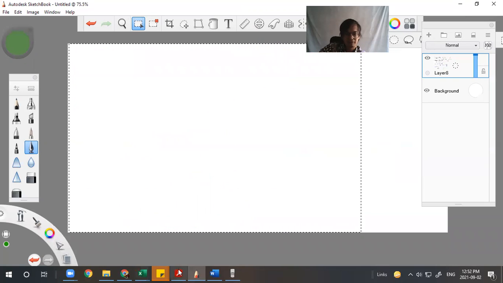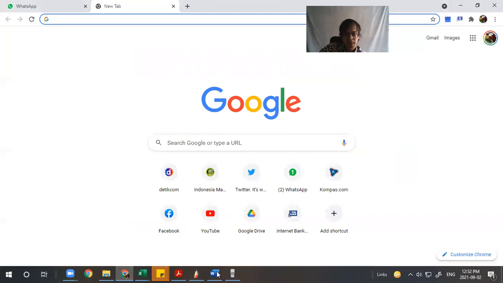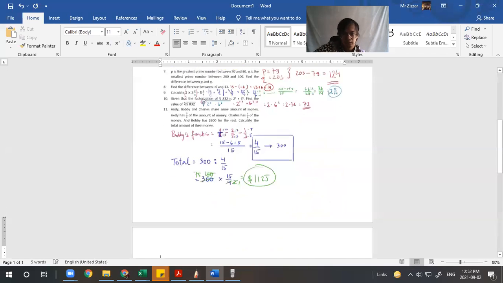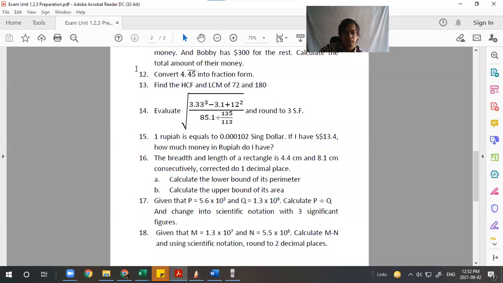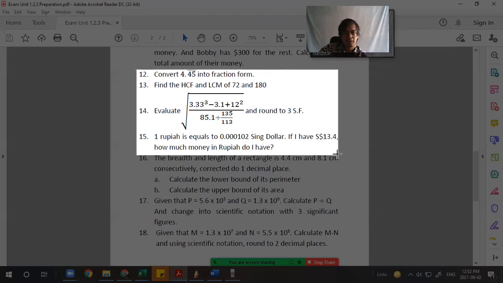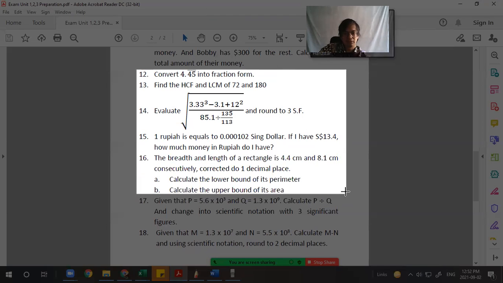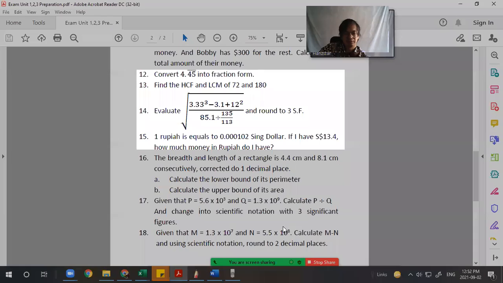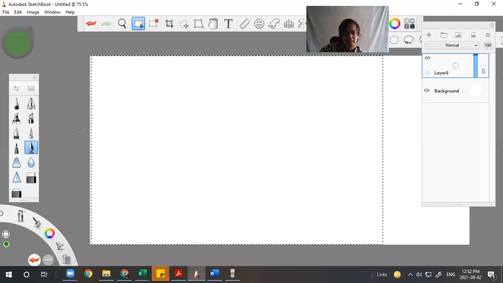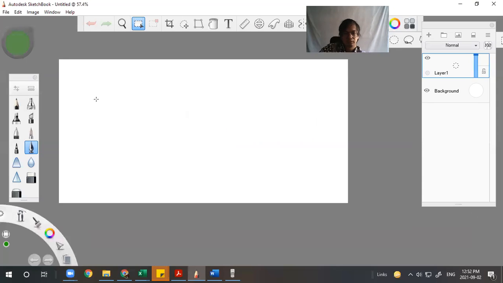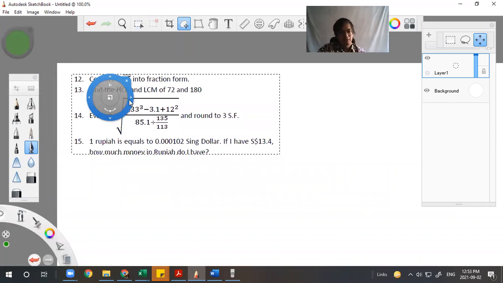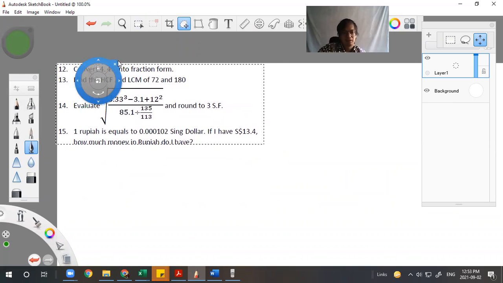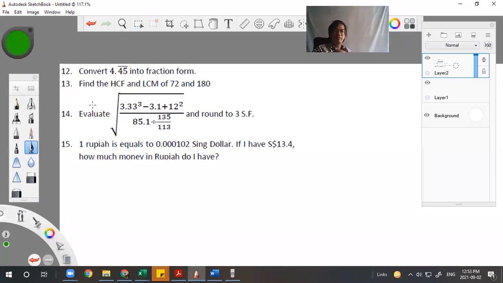Next, we do number 12. I think we can do until 15, yeah? Oh, 2 more parts, I think. Here we go. Number 12. How do you convert 4 over 5 into the fraction? Piece of cake.